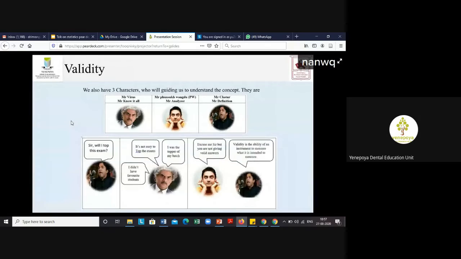There are 3 characters here who will guide us to understand the concept of validity. You know all these characters really well. The first one is Mr. Virus, who is Mr. Know-It-All. The second is Mr. Funsukh Wangdu, who is Mr. Analyzer. The third is Mr. Chatur, who is Mr. Definition.